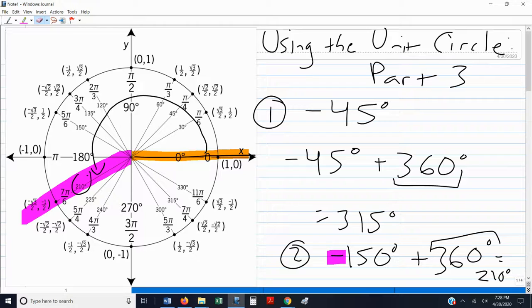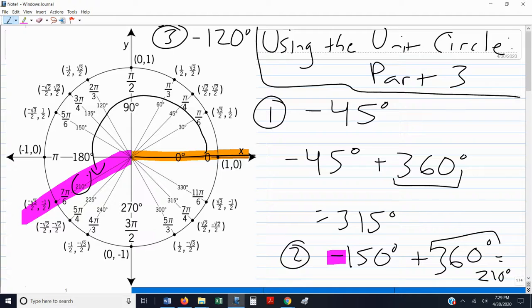And then the one that you are going to try, let me leave these examples up if you need to see them. You're going to look for negative 120 degrees using either one of those approaches. So I'm going to pause here and let you see if you can locate that on the unit circle.